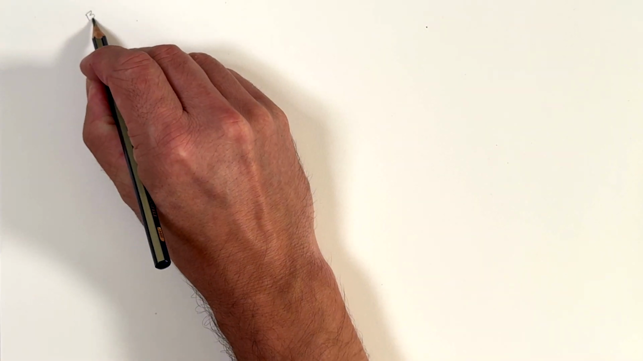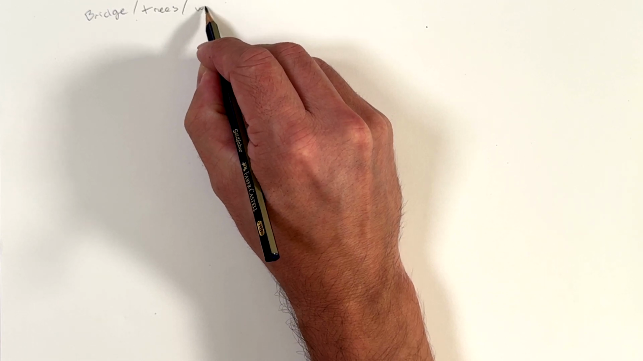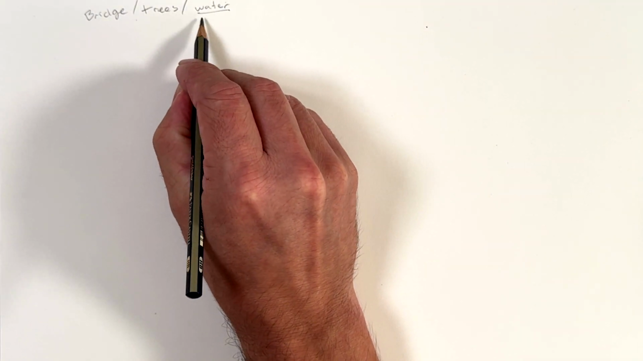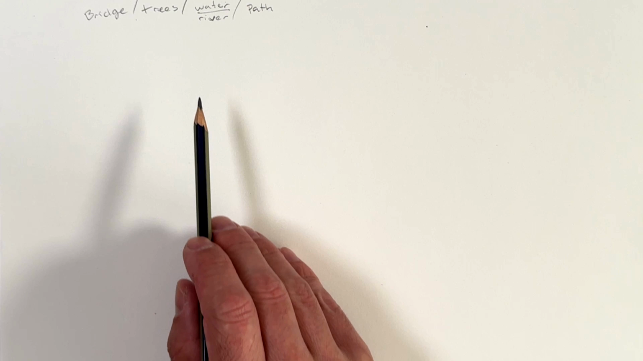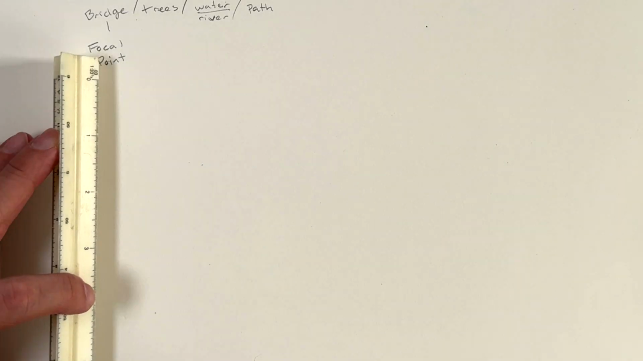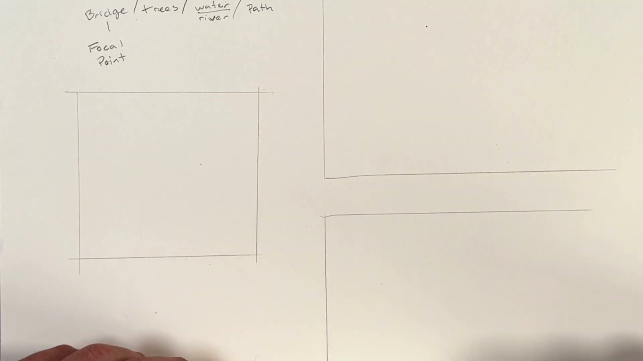Okay, to begin, let's figure out the things we're going to draw. I'm thinking we're going to do a bridge, trees, water, like a creek or a river, and a path. So I want to arrange all these elements in a way that it's interesting. So we're going to use these key elements of composition to figure that out. So first, let's think about the focal point, and that will be the bridge. So I'm going to sketch out a few ideas to figure out which composition I like the best.